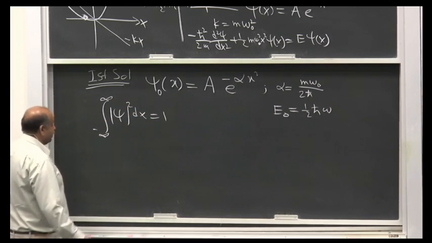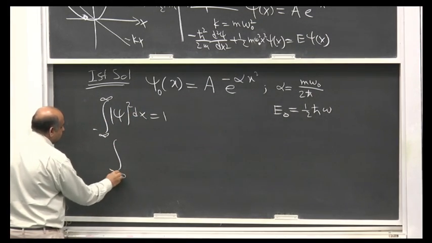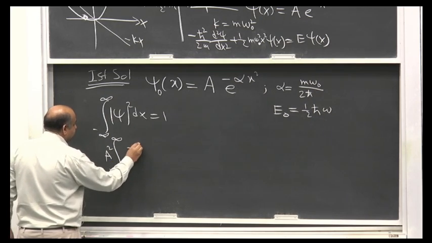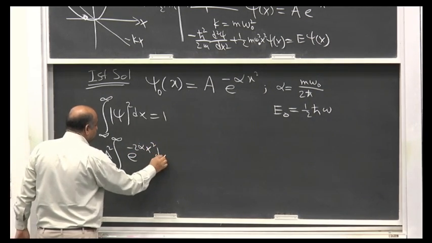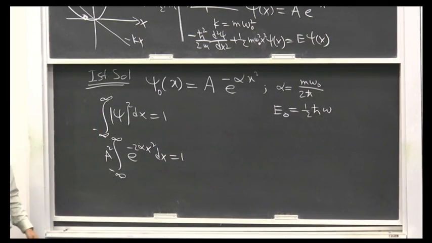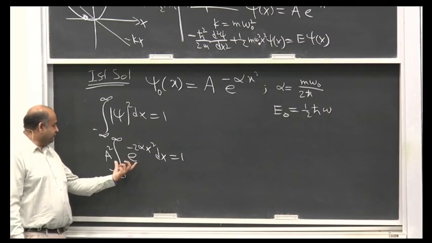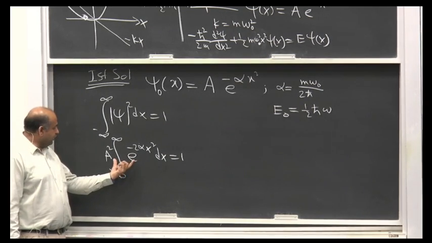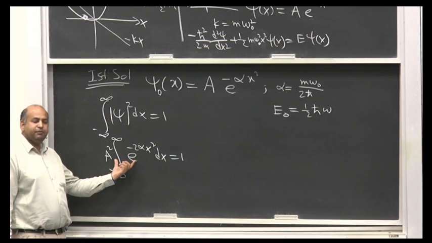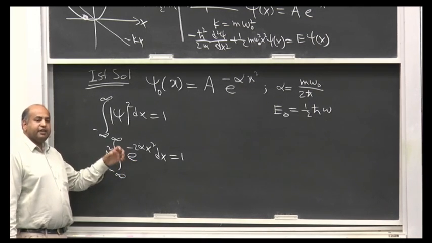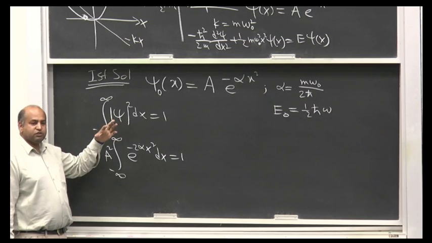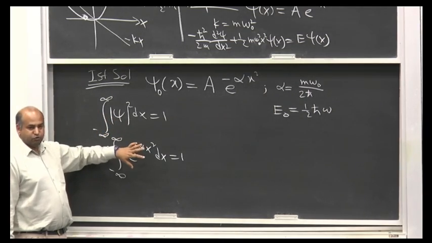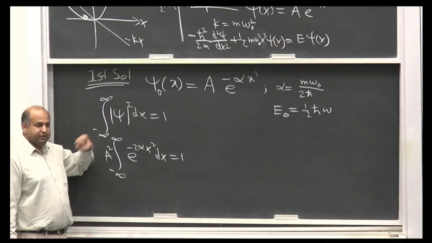Okay, so let's put it here. So this is minus infinity to infinity. A square को बाहर निकाल लेते हैं, constant है. We are left with the integral of e to the power minus 2 alpha x square dx is equal to 1. And I know that you haven't studied integrals of this type, so I'm just going to tell you the value of this integral. In the exam, whenever there is an integral other than sine and cosine, which involves x square or x cube, I will always tell you the integral to use. Okay, so you don't have to worry about complicated integration.